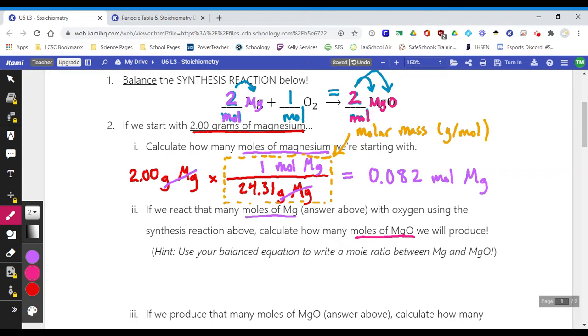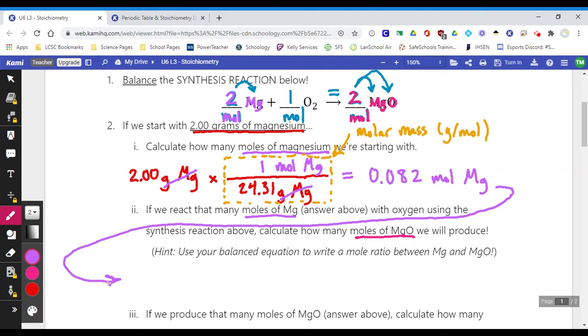That's what that's saying. 2 moles of Mg can be used to make 2 moles of MgO. O2 is included there too, but I'm just looking at the relationship between these two things for now. Okay, so I'm going to use this in a conversion factor to change from moles of Mg into moles of MgO.